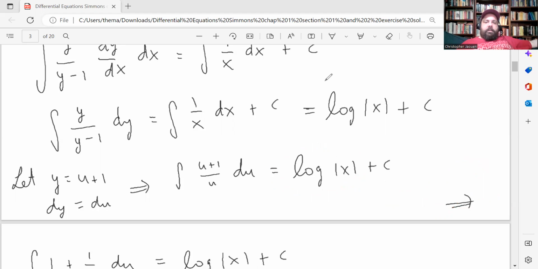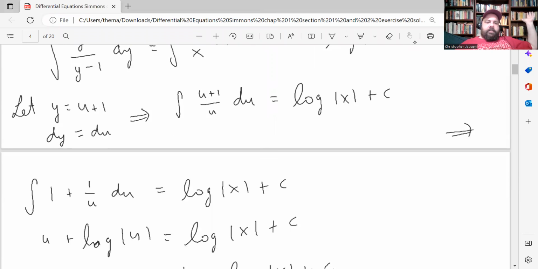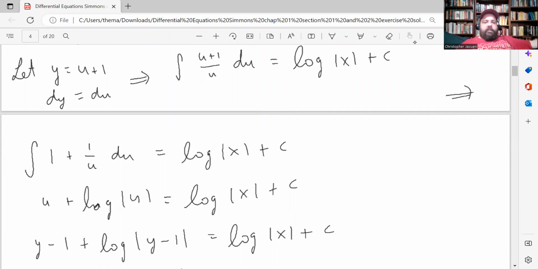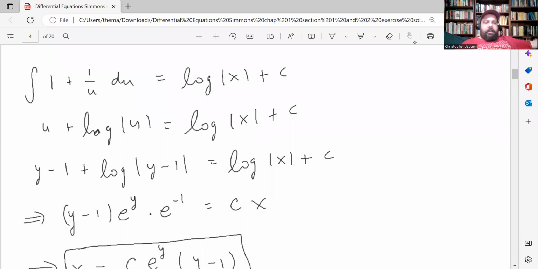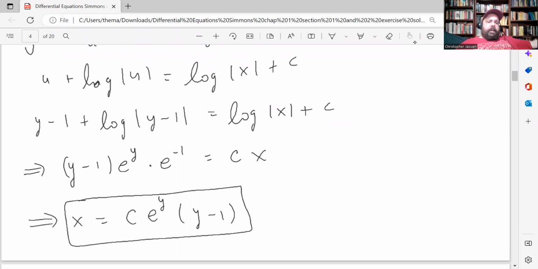Okay, so that's the integral on the right-hand side. And then you can easily integrate the left-hand side now that we've made the substitution. U plus 1 over u is the same thing as 1 plus 1 over u, and the antiderivative of that would be u plus the natural log of the absolute value of u. That equals the right-hand side. And then just turn u back into what it represents in terms of y. And then you can take both sides as powers of base e, and everything simplifies to give you this equation here.